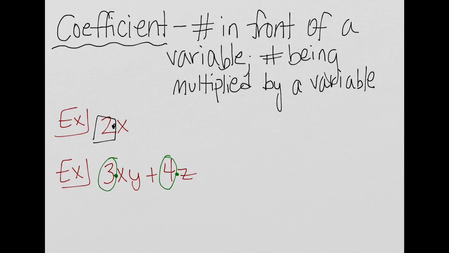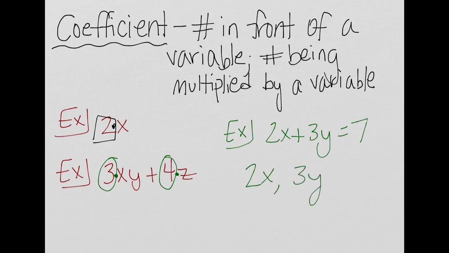Now, be careful. Every time we do this, I always see people that, if I give you a problem on an assessment and it says find the coefficients, and I give you 2x plus 3y equals 7, I always have people that say the answer is 2x and 3y, that those are the coefficients. Look at the definition. The definition doesn't include the variable. The definition says we're looking for the number in front of the variable and being multiplied by the variable. So if you give me 2x and 3y for this example, you're wrong.